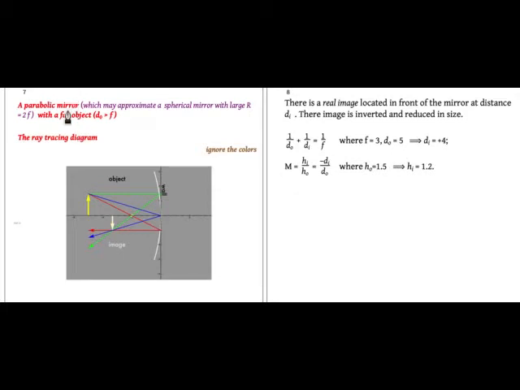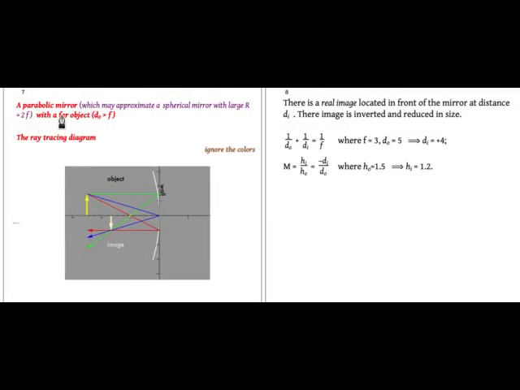So in this next example, we again have a parabolic mirror, which could be an approximation of a spherical mirror, but a far object. So the case we considered was a near object. The object was near the sphere. This will be a far object. The object is far away from the sphere, meaning farther away than the focal point.